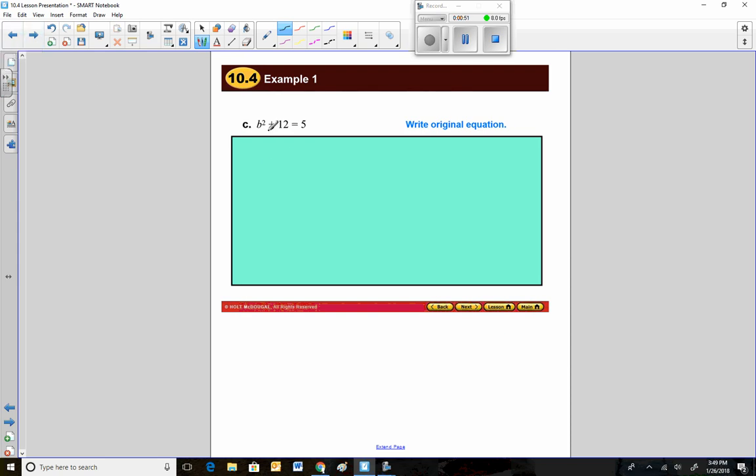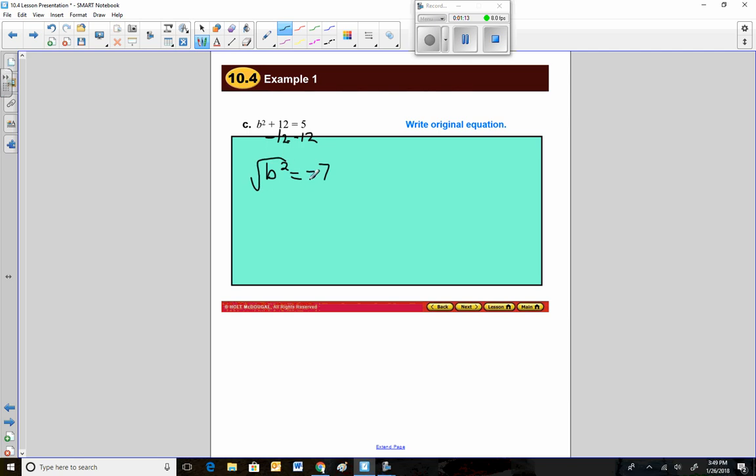And let's take a look at this. b squared plus 12 equals 5. So we're going to have to, let me grab my pen real quick here, subtract 12 from both sides. So b squared equals negative 7.